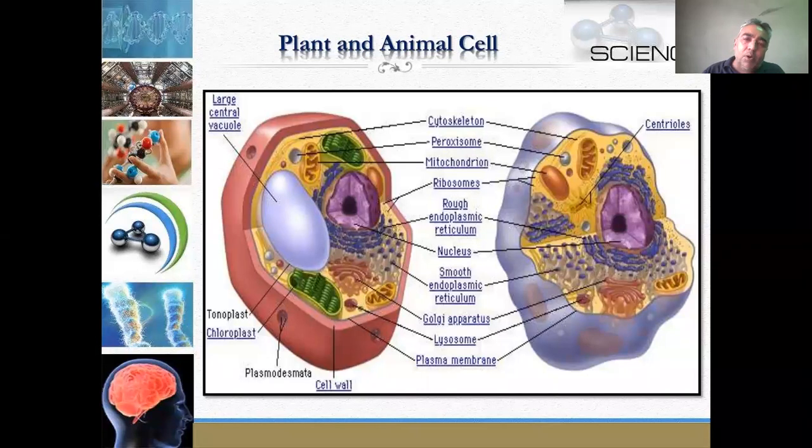Here the different cell organelles are mentioned: cytoskeleton, peroxisome, mitochondria, ribosome, rough endoplasmic reticulum, nucleus, smooth endoplasmic reticulum, Golgi apparatus, lysosome, and plasma membrane. They have also shown the plasmodesmata. What are plasmodesmata? Interconnections between the cells. The pores for interconnection of the cells are known as plasmodesmata. Here in animal cell they have shown the centriole which helps in the initiation of the cell division.